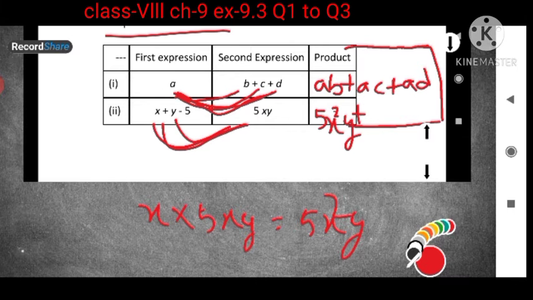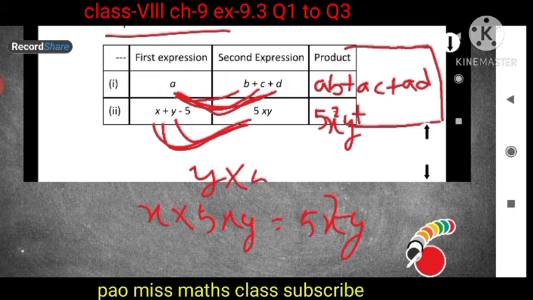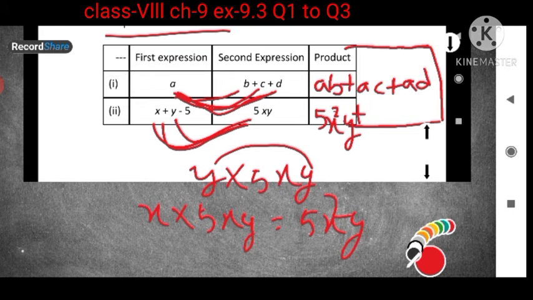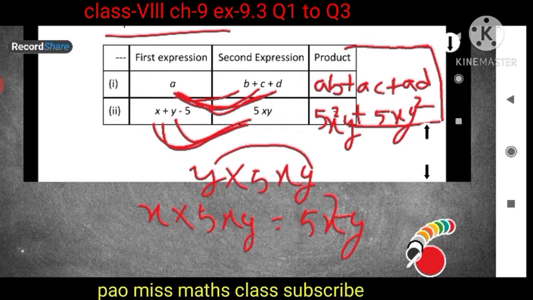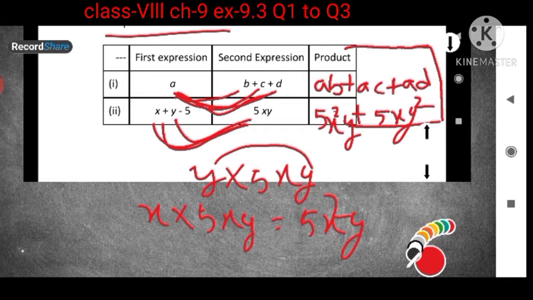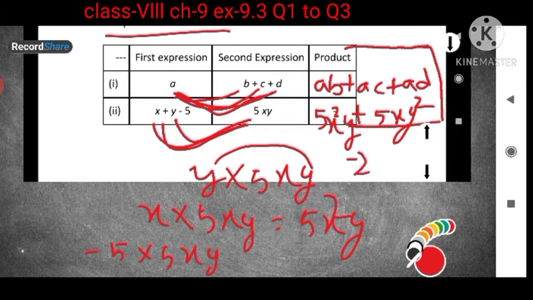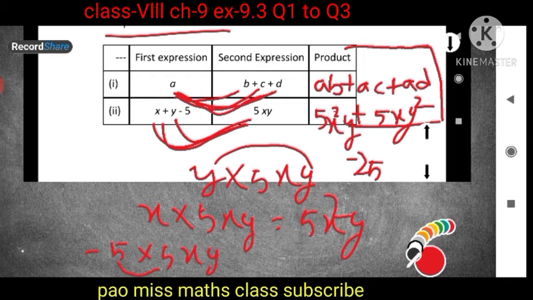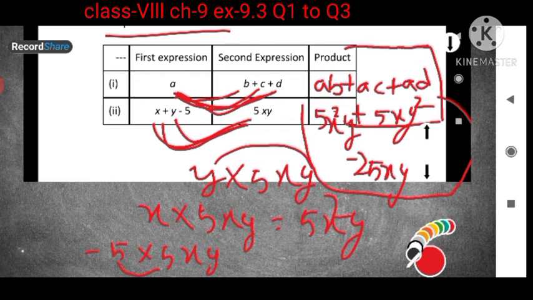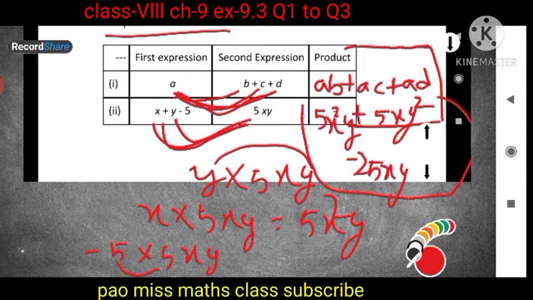Now y will multiply with 5xy. That means y will become square, isn't it? 5x, then y square. Now the last term is minus 5, which will multiply with 5xy. Now plus minus plus will be minus, isn't it? The last term will be minus. Then 5 into 5 is 25. Then what is remaining? xy. So the answer for the second one is 5x square y plus 5xy square minus 25xy.